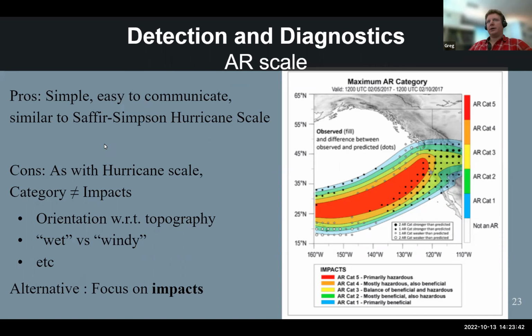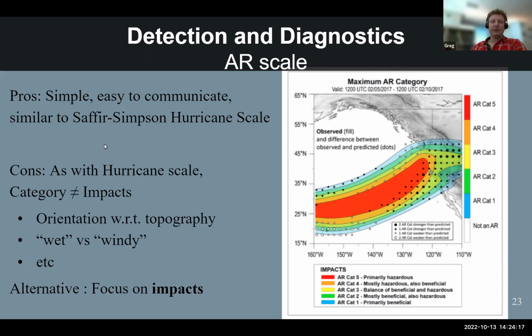The downside, as is the case with the hurricane scale, is that the category does not equal the impacts. There's obviously some correlation, but there's not a perfect correlation. And we saw this with Ian in Florida just a short while ago. It was a Category 4 storm, but Category 4 storms come in many different flavors and sizes. They vary in size, duration. Their local interaction with the coastline can determine storm surge. So although there's some utility to having these categories, they can be misleading.